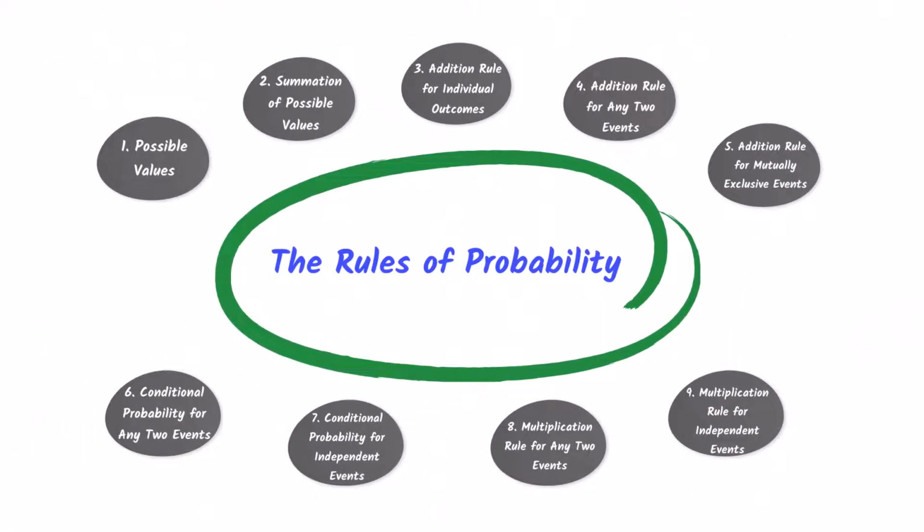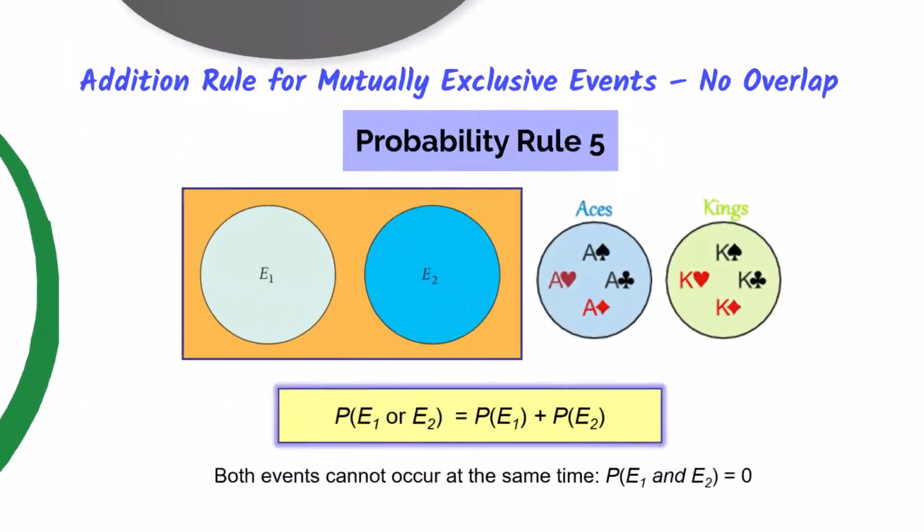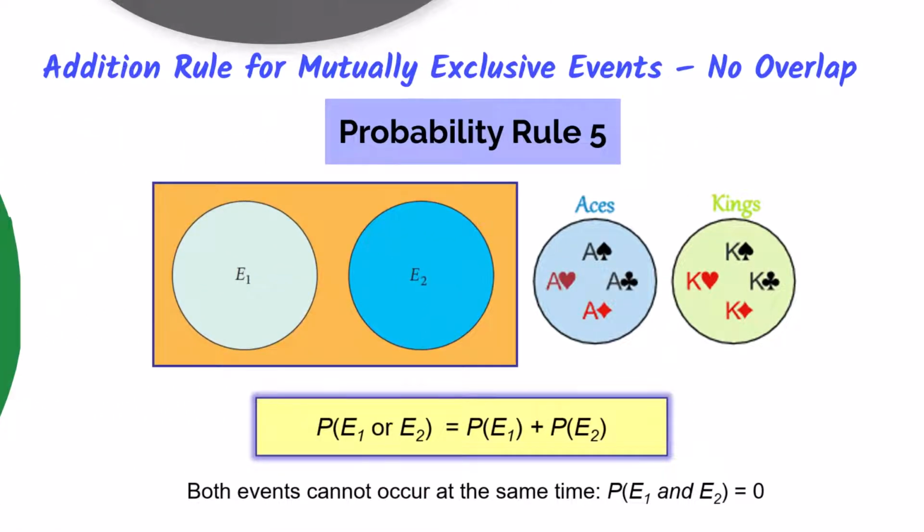Let's review rule number 5 next. So probability rule number 5, again, this is another addition rule, but this is specifically for mutually exclusive events. So there is no overlap. For example, here, if we have aces and kings, there is no overlap between the two events. To find the probability of pulling aces or kings, we would simply add the probability of each together. Since both events cannot occur at the same time, the probability of both occurring is 0. So let's check out a different example for this rule.